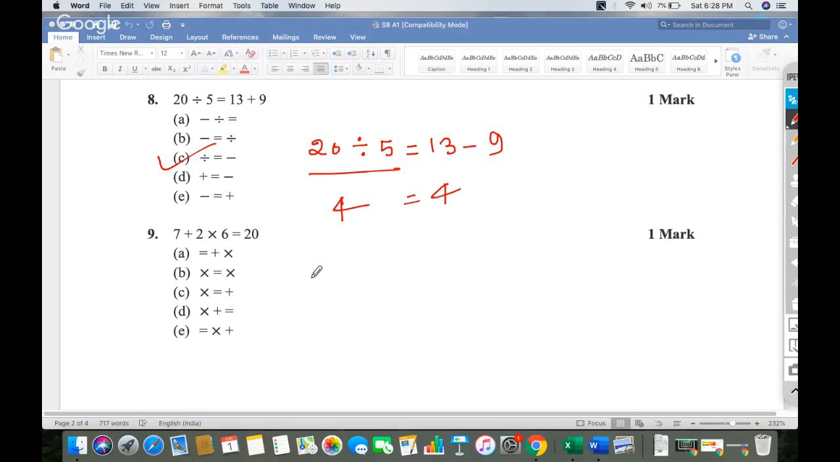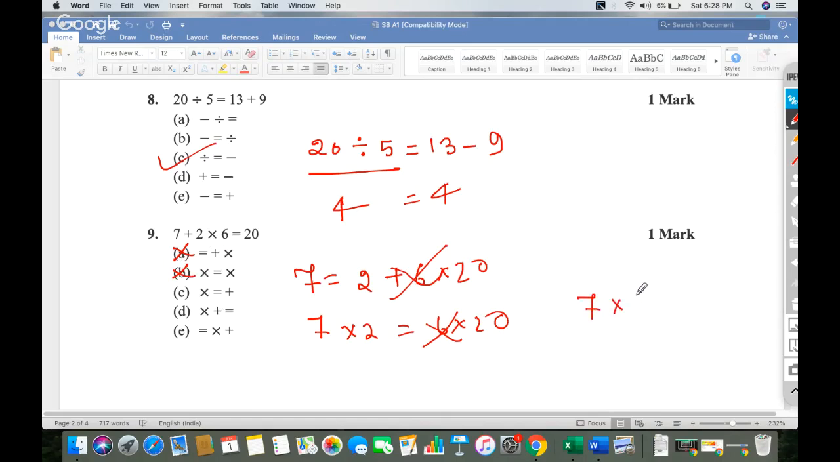D, it would be 7. Let me check option A for 9. 7 is equal to 2 plus 6 into 20. That is so incorrect, so A is not the answer. 7 into 2 is equal to 6 into 20 is not at all an answer. So B is not an answer.